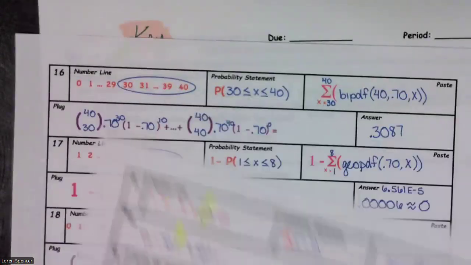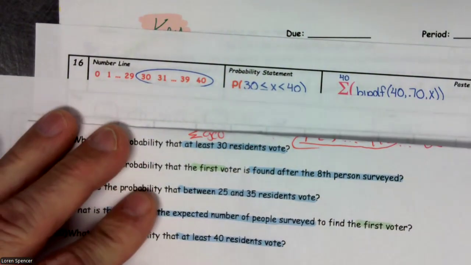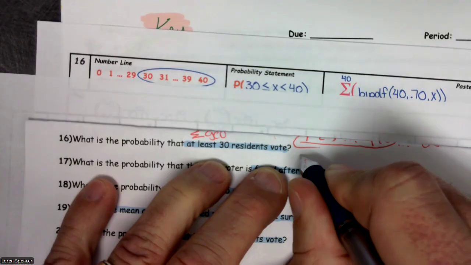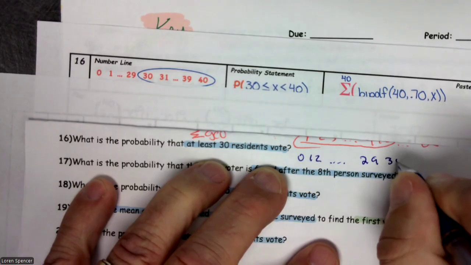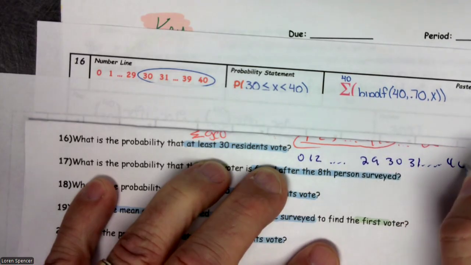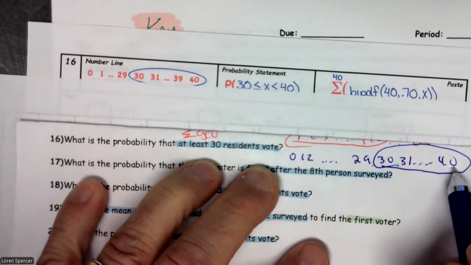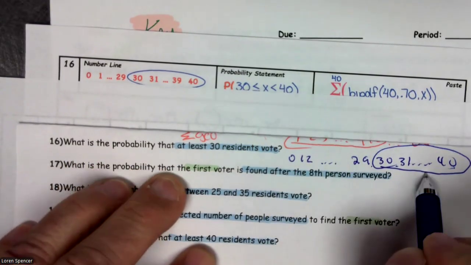Okay, moving on to number 16. We're getting through this kind of quickly now. What's the probability that at least 30 residents vote? So we could have 0 vote, 1 vote, 2 vote, dot, dot, dot, 29, 30, 31, all the way to 40. But 30 is at least 30, 31 is at least 30, so it could be any one of these. Okay, so we have the entire group.